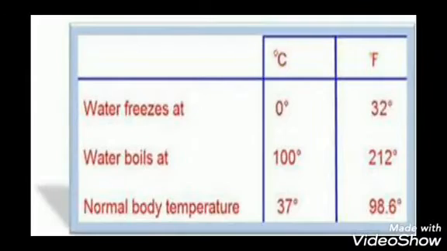So here are the differences between the two scales. Water freezes at 0 degrees in Celsius and 32 degrees in Fahrenheit. It boils at 100 degrees Celsius, and in Fahrenheit it is 212 degrees. The normal body temperature in Celsius is 37 degrees, and for Fahrenheit it is 98.6.